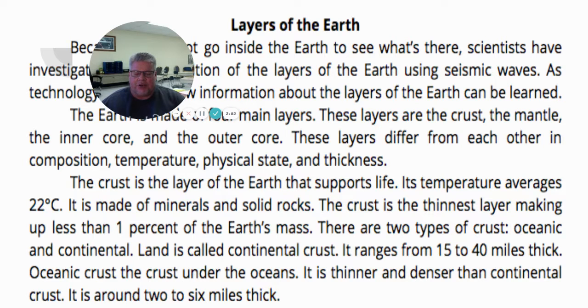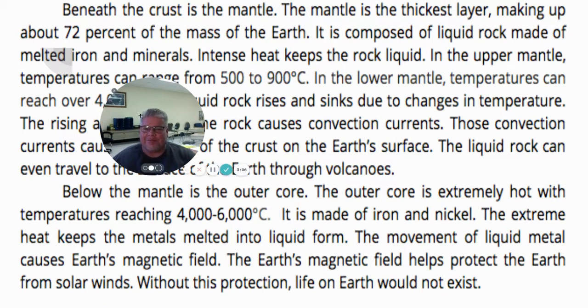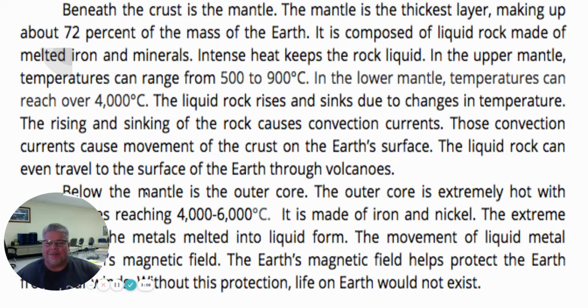Oceanic crust is the crust under the oceans. It's thinner and denser than continental crust. It's around 2 to 6 miles thick. So we've got the crust, the outer part that we walk on, except not oceanic crust. Beneath the crust is the mantle.